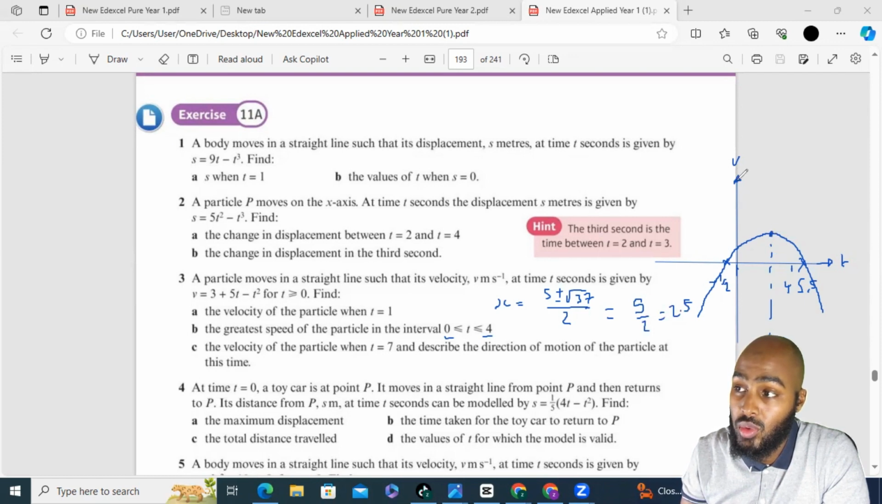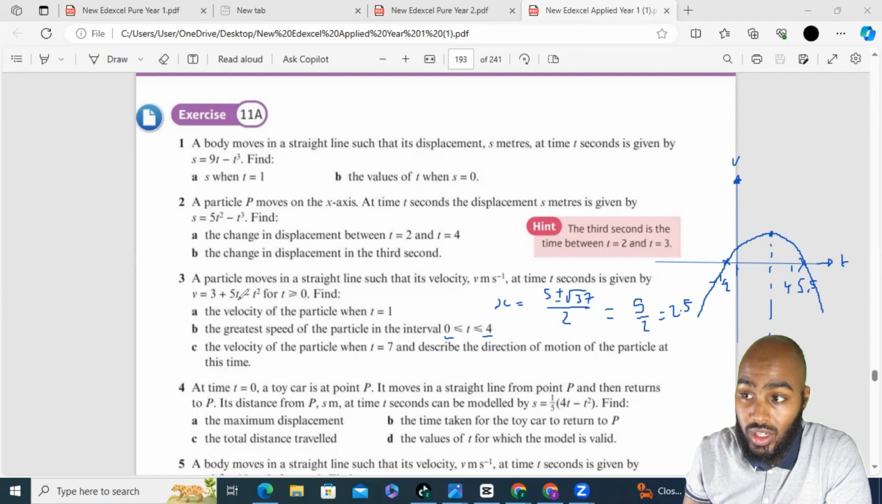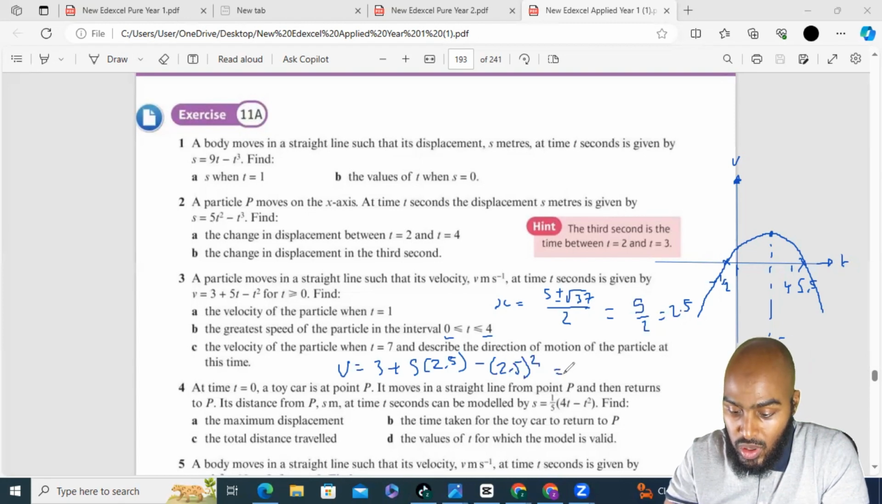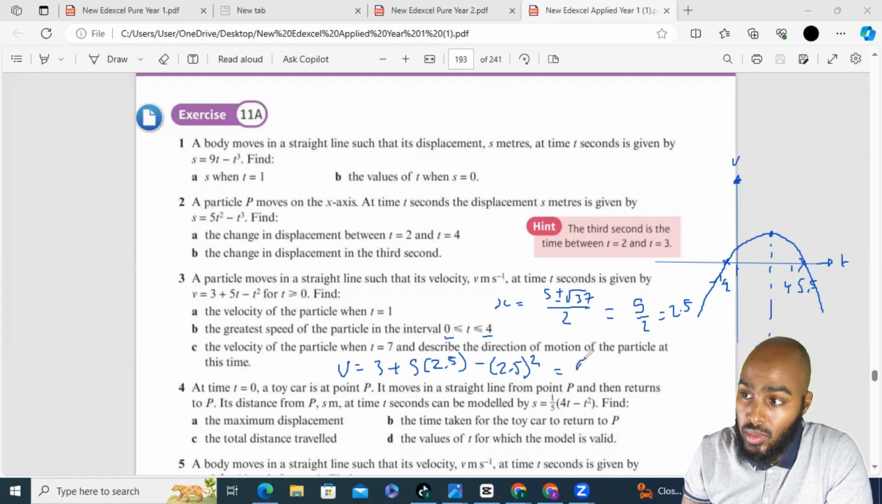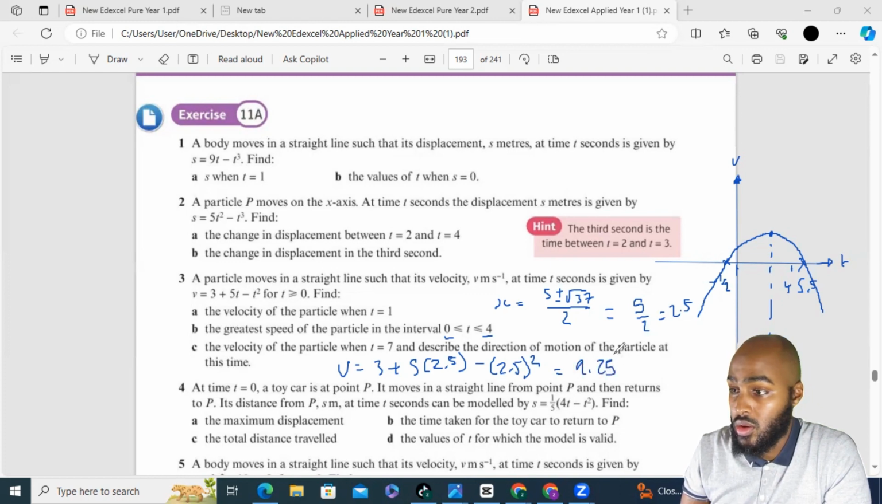Okay, and then from there, what do we do? We plug that back into the formula to find out what that V would be. So we would say V is equal to 3 plus 5 times 2.5 minus 2.5 squared. What would that be? 3 plus 5 times 2.5 minus 2.5 squared is equal to 9.25. Good.